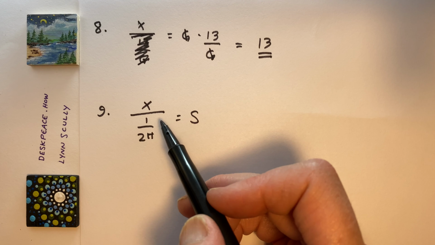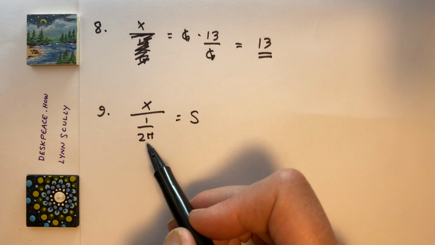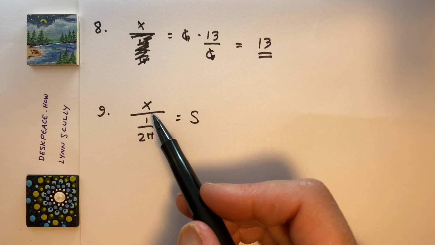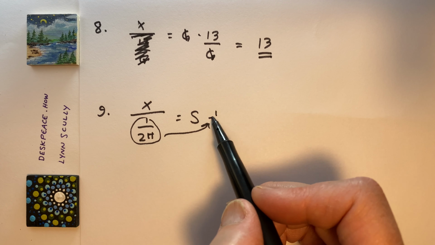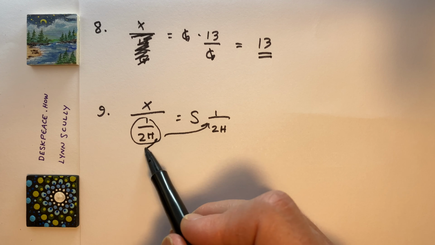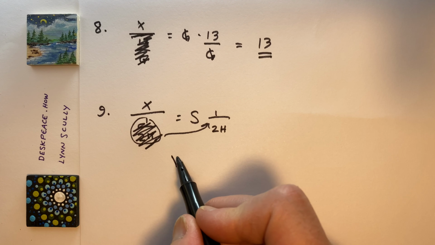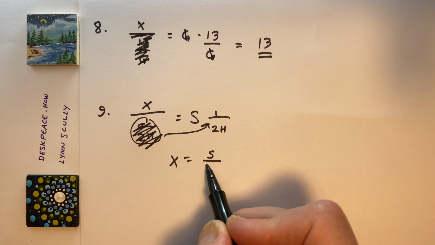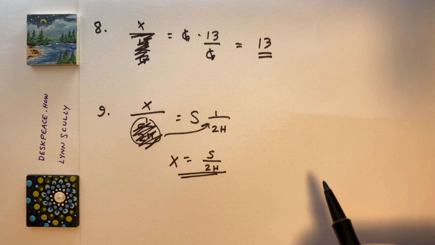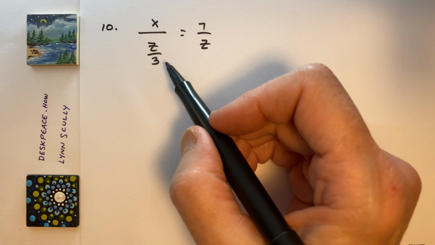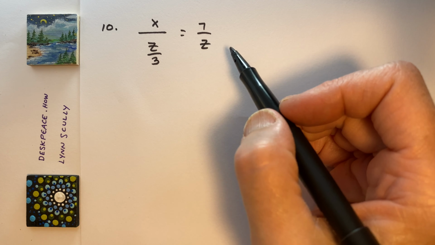Number 9, x all over 1 over 2h equals s. I want to get x alone. This is attached by division, move it by multiplication to the other side of the equal sign. I'm getting x equals s all over 2h. I can't reduce that anymore. I'm done. Number 10, x all over z over 3 equals 7 over z.